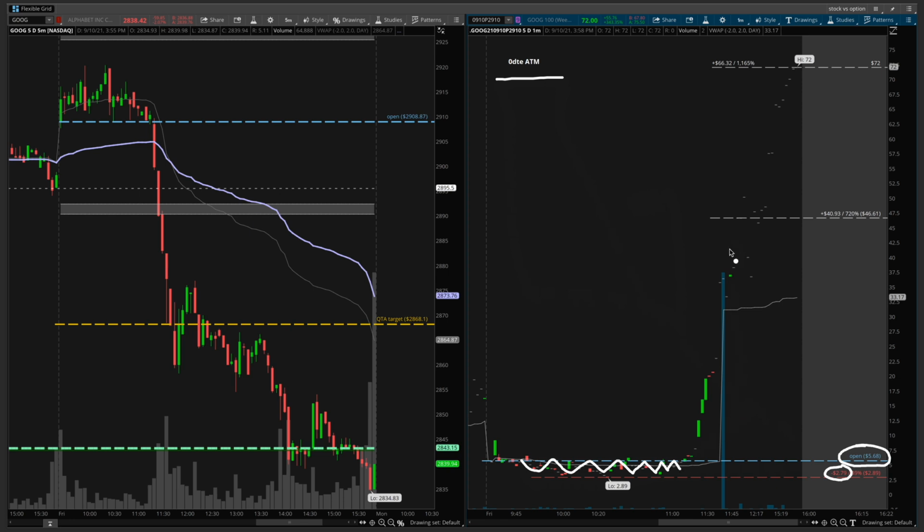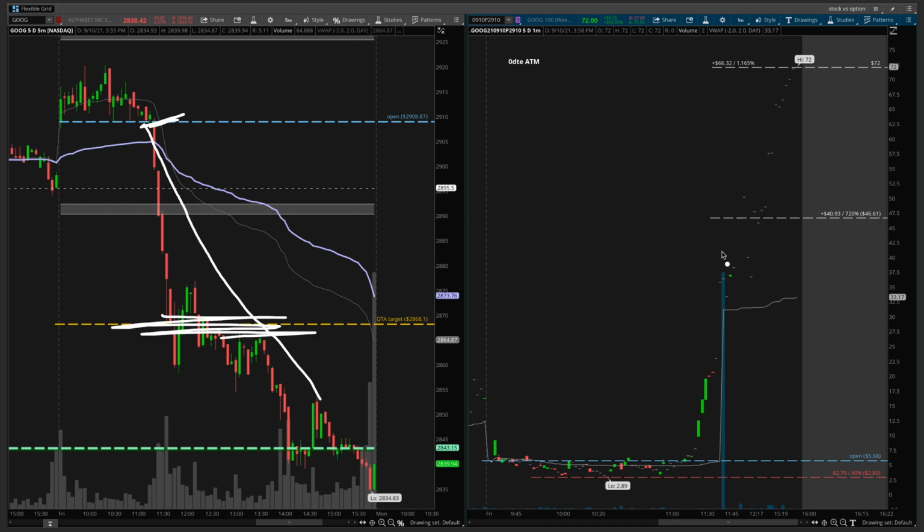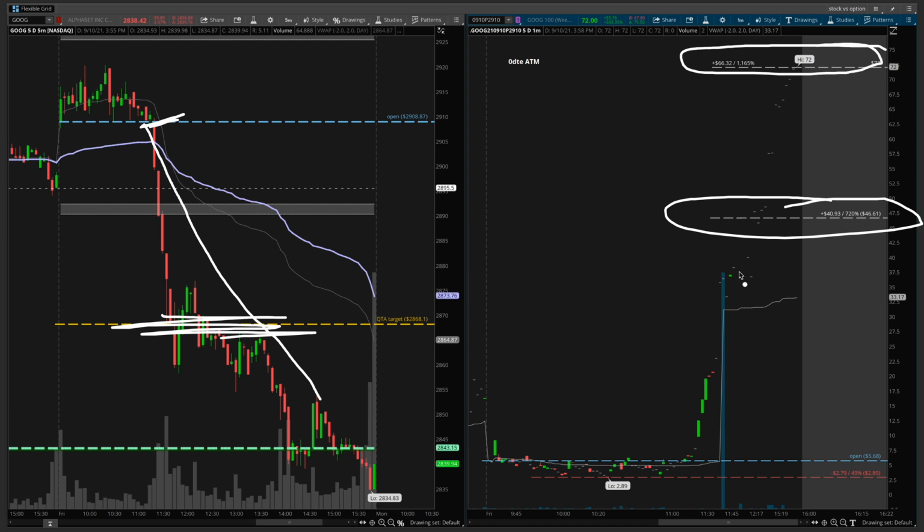But then by the time we hit the first targets, out of nowhere, as we cracked, we broke the low of the day or the opening print. There was pretty much a bid flush on Google. We hit the QTA targets, which was right here. And then by the close, this contract was actually going for $72.